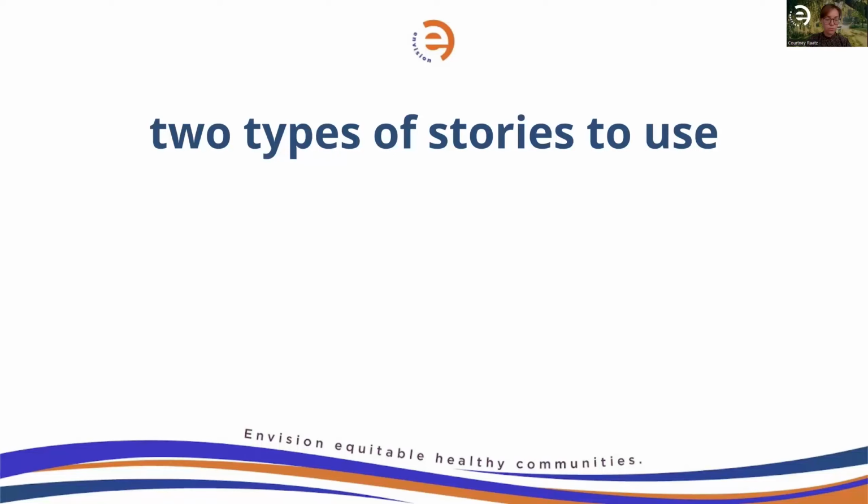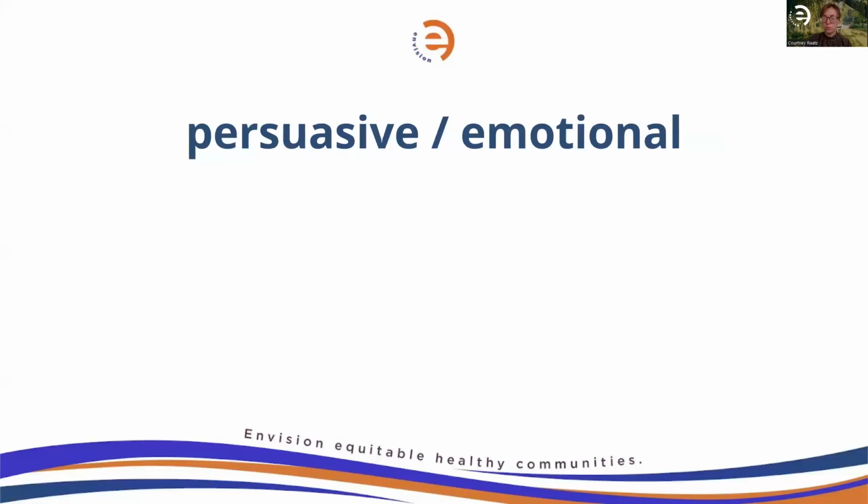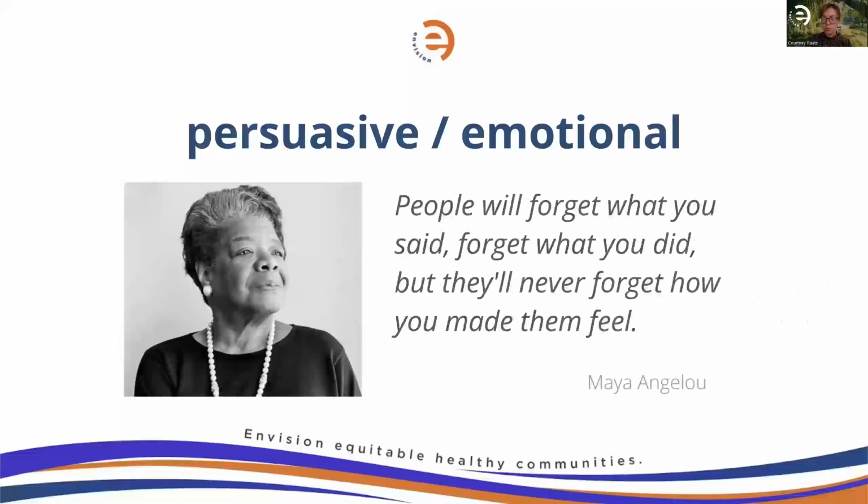In looking at what makes a good story, we're going to focus on 2 types that we encourage you to use. Informative and factual, which aim to inform the audience about a specific topic and usually contain facts and data. And persuasive and emotional, which aim to persuade, adopt a belief or opinion, and usually contain an emotional element to evoke a response. For persuasive and emotional, I'll let you ponder this wonderful quote from Maya Angelou regarding persuasive and emotional storytelling.